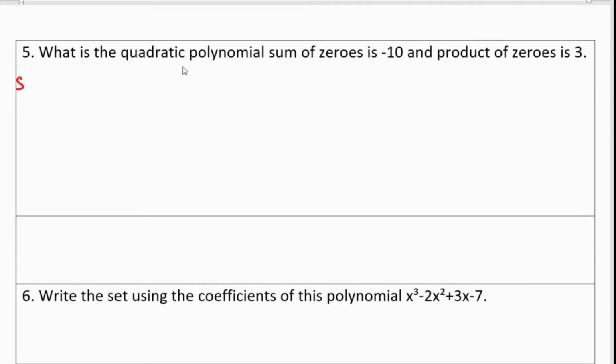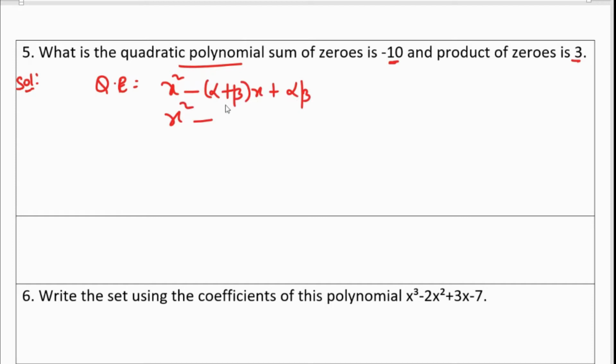Fifth question, what is the quadratic polynomial whose sum of zeros is minus 10 and product of zeros is 3? So we have to know the quadratic polynomial formula. The quadratic polynomial is x square minus (sum of zeros) into x plus product of zeros. Here in the question, the sum of zeros is given as minus 10. So we have to replace the sum of zeros.